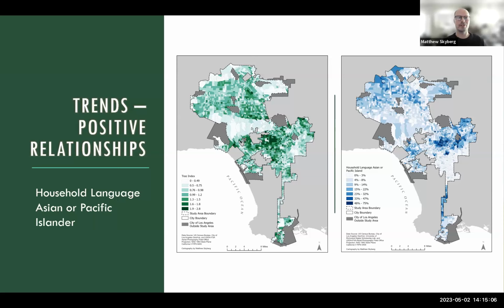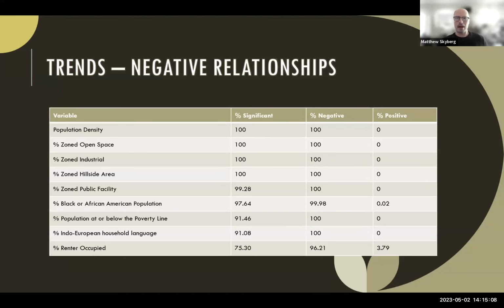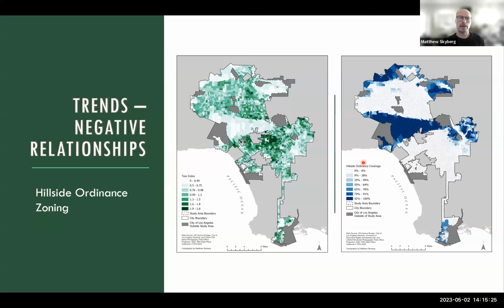The negative relationships, all the zoning areas other than residential did have a negative relationship with the tree index, but the other ones were Black or African American populations, which were strongly negative, and populations at or below the poverty line. So we can see the hillside areas, it's very clearly there is a correlation with tree index, although less so in the eastern portion.